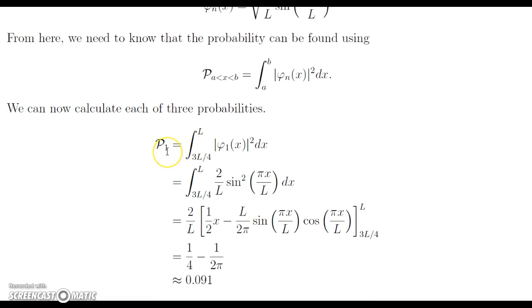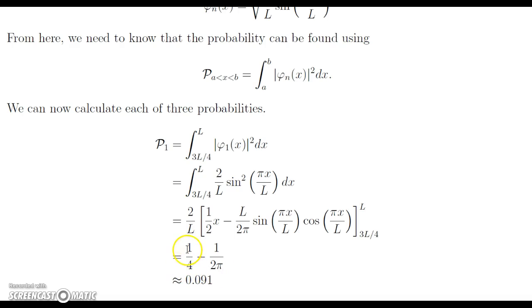So first we have the probability of measuring it in the first energy eigenstate. It is the same integral set up, now using the first energy eigenstate, and we get the modulus squared of it, which is 2 over L times sine squared of pi x over L. When we evaluate our integral, we can either use parts or trig sub, but here I got this formula from the McIntyre integral table, and we pull the 2 over L out, and we evaluate the antiderivative from 3L over 4 to L. That antiderivative is 1/2 x minus L over 2 pi times sine of pi x over L times cosine of pi x over L.